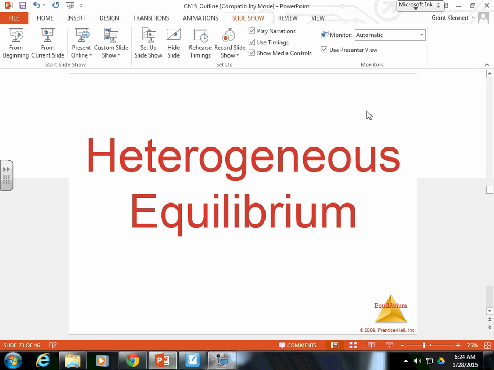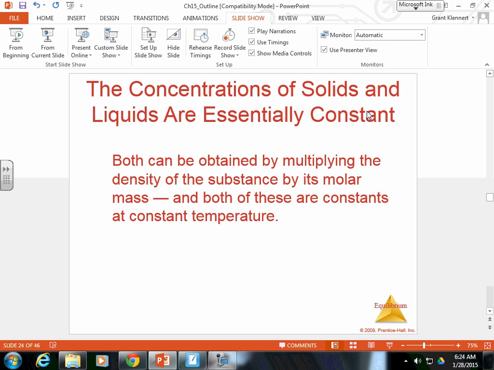All right, section 15.2, we're going to talk about heterogeneous equilibrium. And remember, we kind of previewed what happens if something happens in about 2 steps or more than 2 steps. Well, a couple things here. The concentrations of solids and liquids are essentially constant. Rarely are you going to see the concentrations of solids and liquids change in solution.